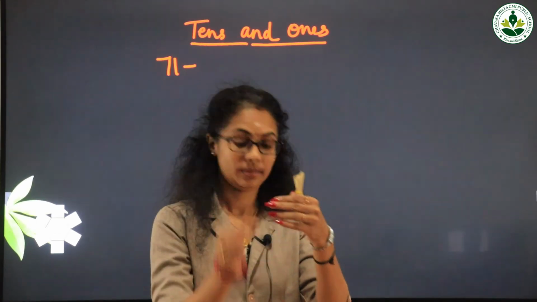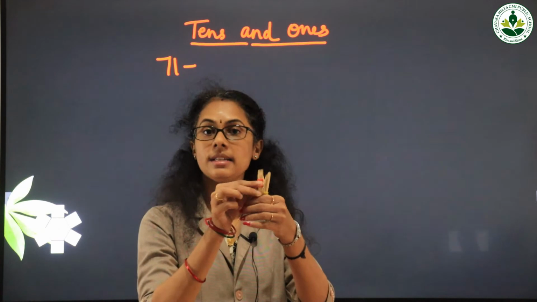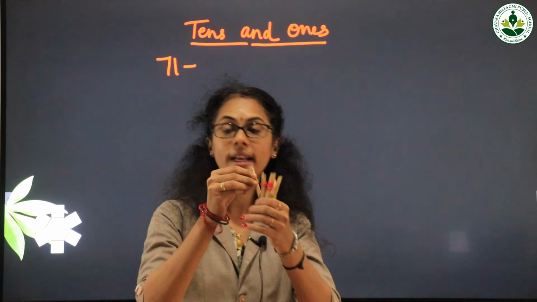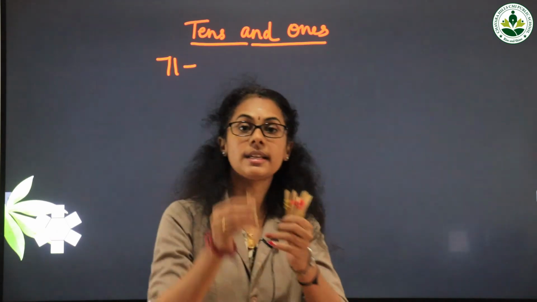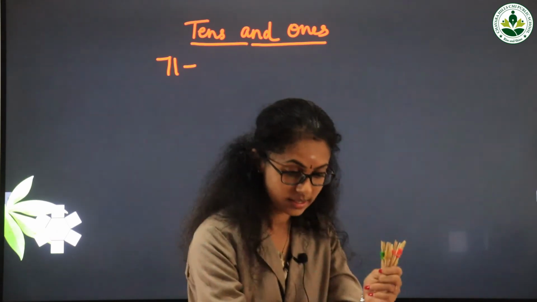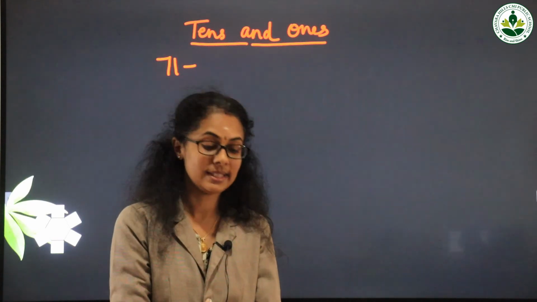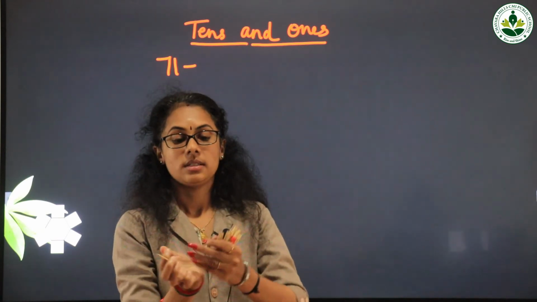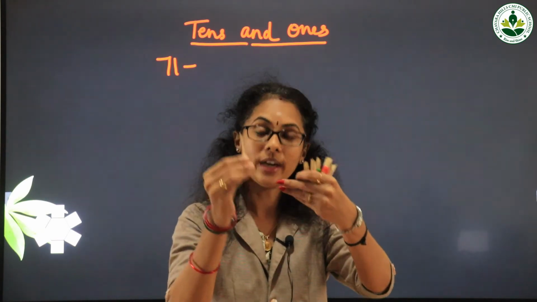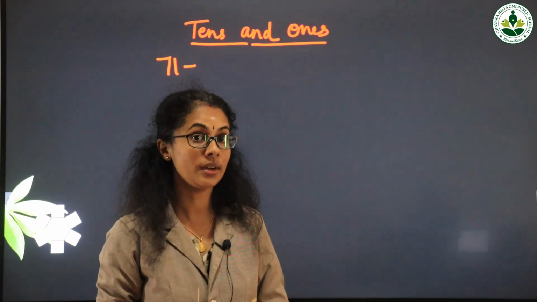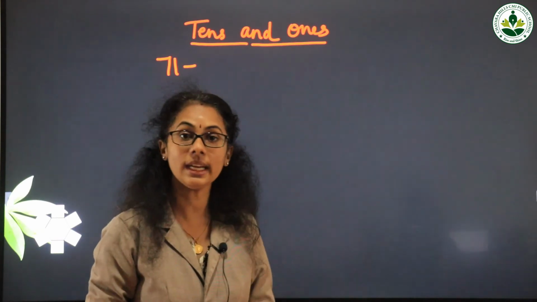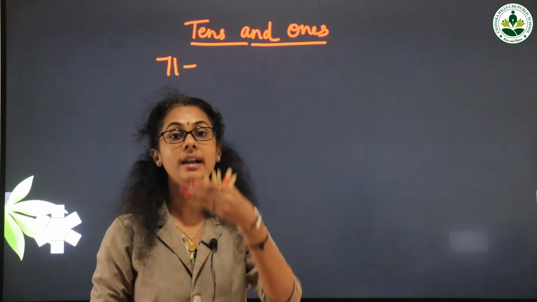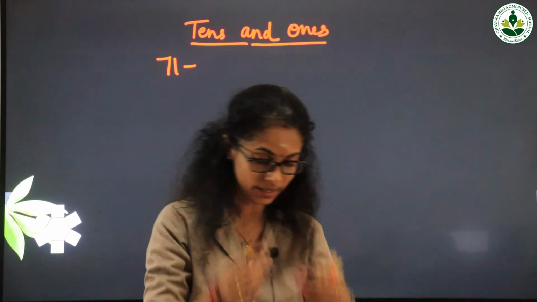1 ten, 2 tens, 3 tens, 4 tens, 5 tens, 6 tens, 7 tens. Okay, 7 tens and 1 one. Which number? Number 71. How many tens and ones in 71? 7 tens and 1 one.